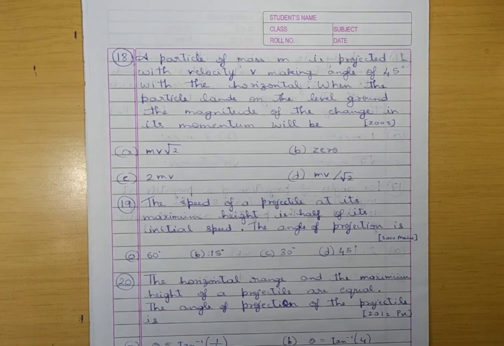18. A particle of mass m is projected with velocity v, making angle 45 degree with the horizontal. When the particle lands on the level ground, the magnitude of the change in its momentum will be.